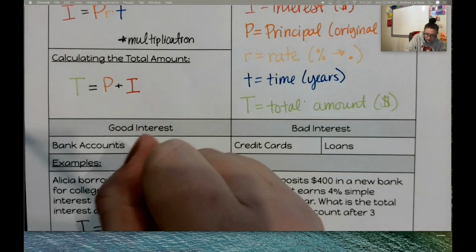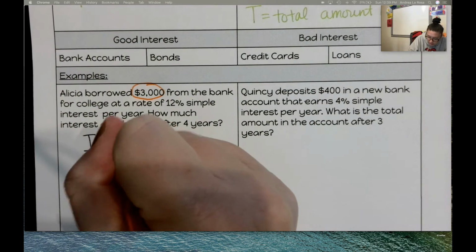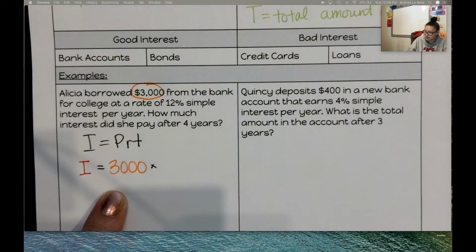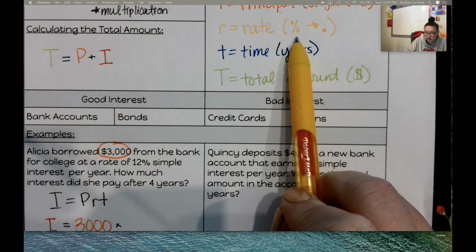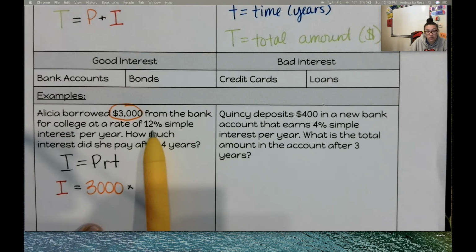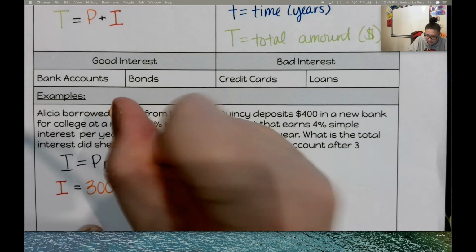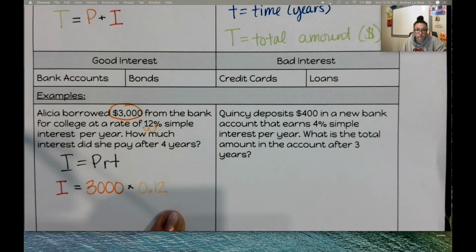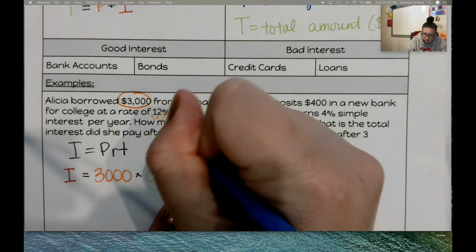My principal here was $3,000. That was the original amount. So $3,000 times my rate. Remember, your rate is a percent that we turn into a decimal. So here my rate is 12%. Move that decimal point to the left. So I multiply that times 0.12. And then I take that times my number of years, my time in years, which here we see is 4.